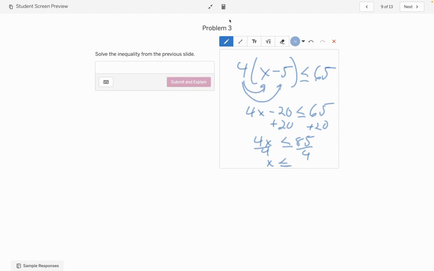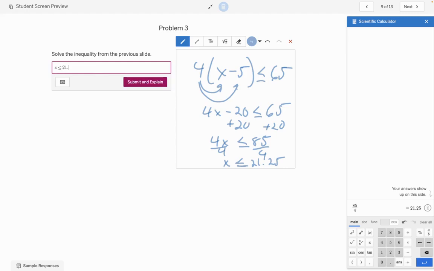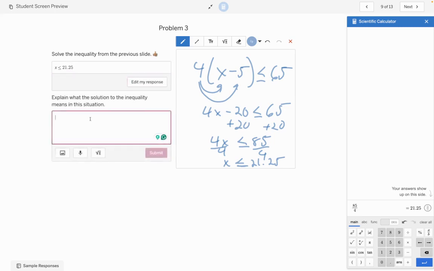This doesn't change because we didn't divide by a negative. So we have 85 divided by 4 is 21.25. x is less than or equal to 21.25. And what does this mean? It means each meal needs to cost $21.25 or less.